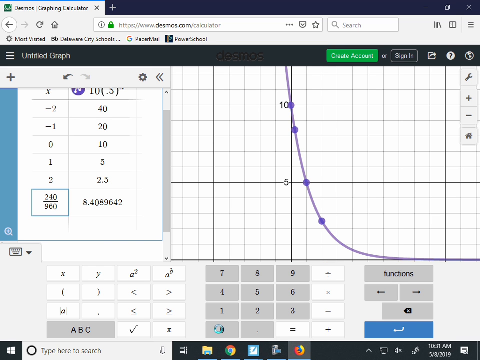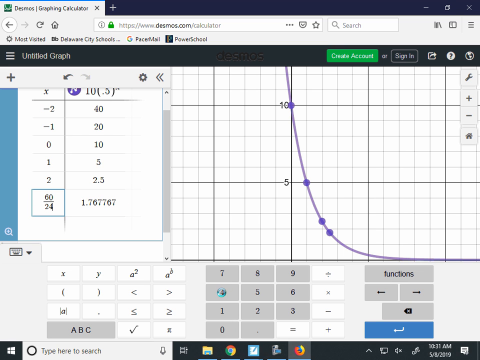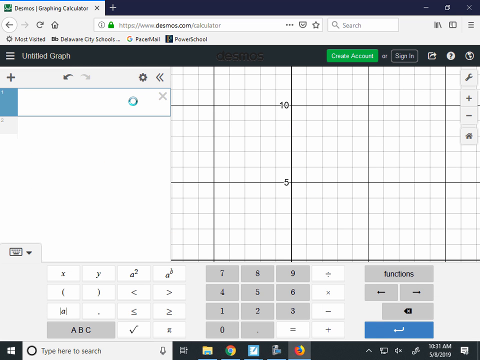Oops, that didn't seem to work. Let's try this again. Maybe I typed it wrong. Let's do 60 divided by 240. Oh, because we're in the table. That would be why. The calculator is messing up. Try again. 240 divided by 960 is 0.25.